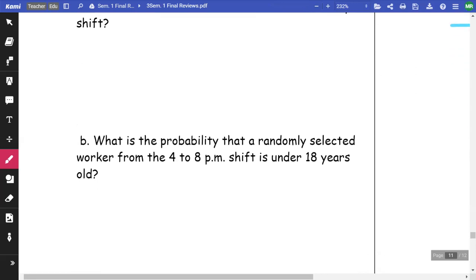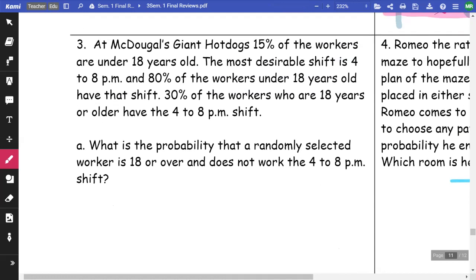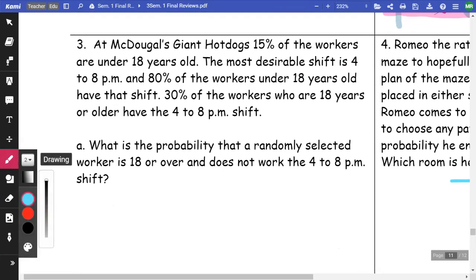And then B, what's the probability that a randomly selected worker from the 4 to 8 shift is under 18 years old? Okay, so I'm going to set up an area model. And actually, I think I'm going to do a tree diagram for this one.